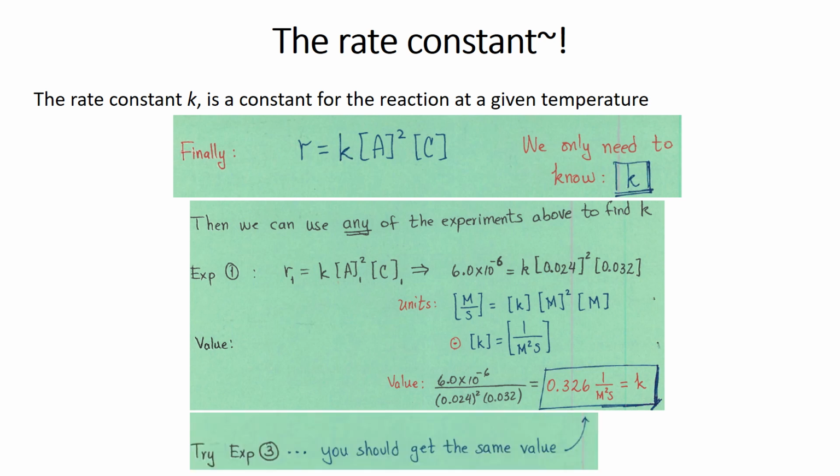Just for the sake of the argument and for you to try, make sure that you attempt any other experiment, 2, 3, 4, and you will end up having exactly the same value of the rate constant. Try experiment 3, for example. Make sure that you find the same value for K. Let me know if you have questions.